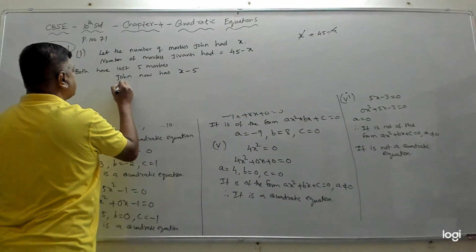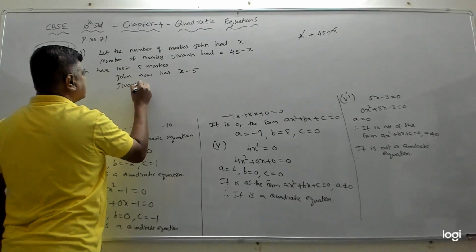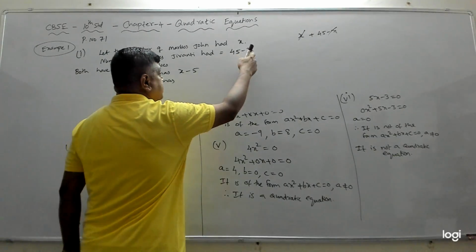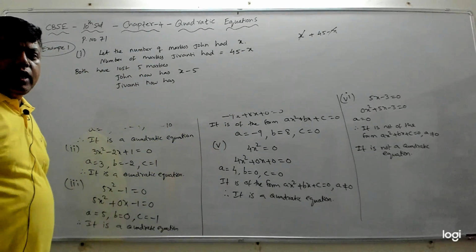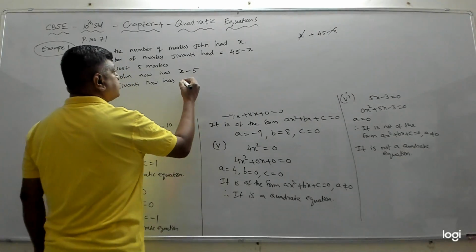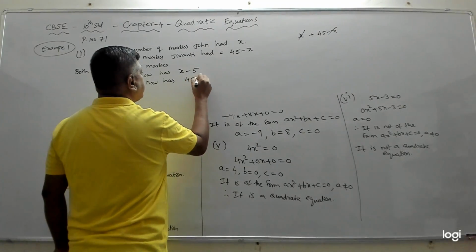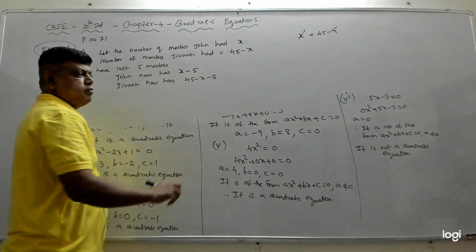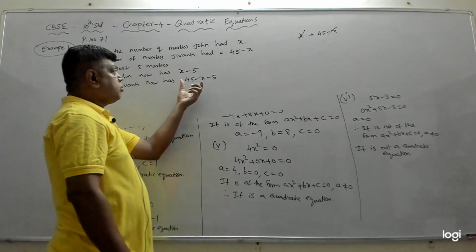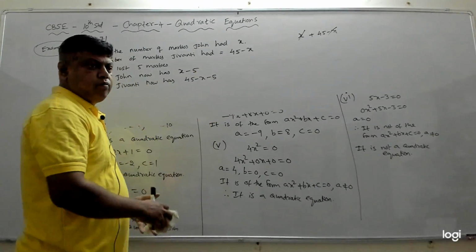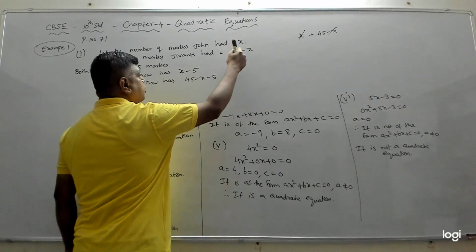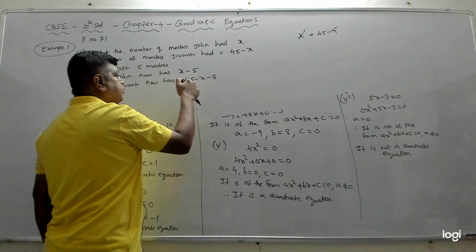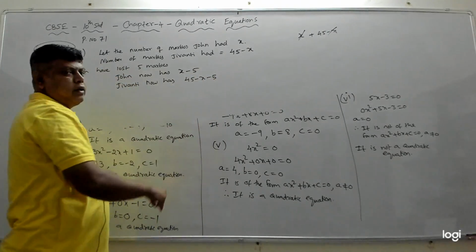Now how many marbles does Jivanti have? She also lost 5 marbles. Initially she had 45 minus x. Now she will have 45 minus x minus 5, because she lost 5 marbles. So from her total I have to subtract 5. John had x, it became x minus 5. Jivanti had 45 minus x, that also became 45 minus x minus 5 because she also lost 5.